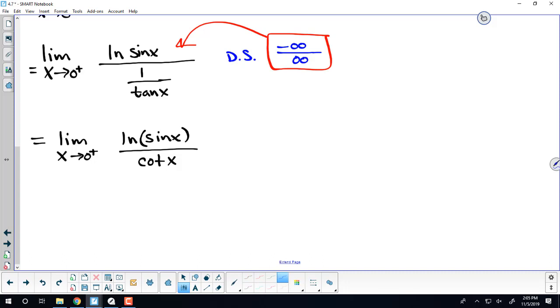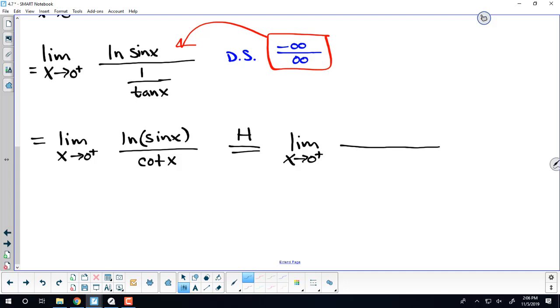Okay, so now we're going to apply this rule. When I take the derivative of the top and the derivative of the bottom, I'm going to indicate that. And again, L'Hopital's is just the derivative of the top over the derivative of the bottom. It's not a quotient rule. We're not taking the derivative of that entire function.